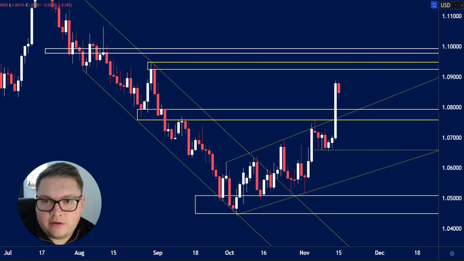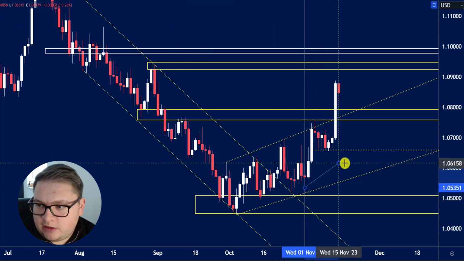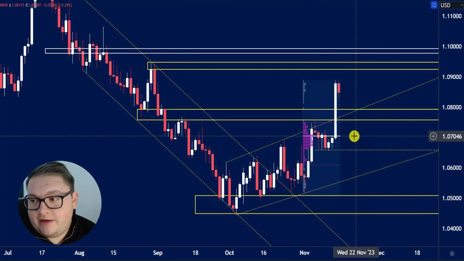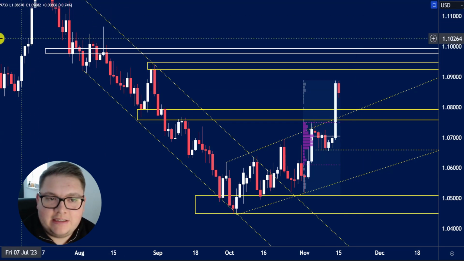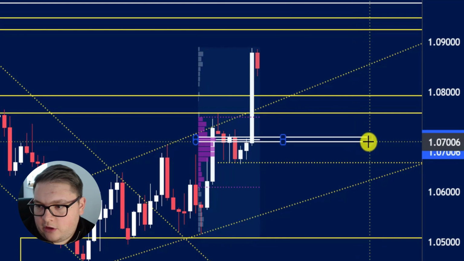Now what we're going to do is get our fixed range volume profile tool. We're going to go from the swing low to the swing high, and we're going to highlight that level of interest. So around about the 1.0705 is going to be the point of interest for us for potential long opportunities.